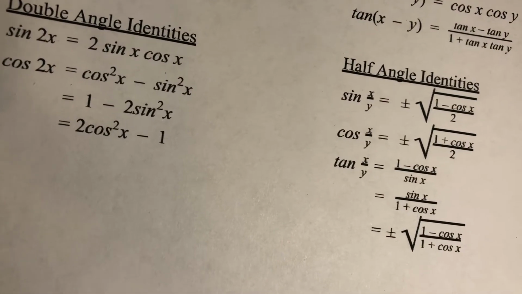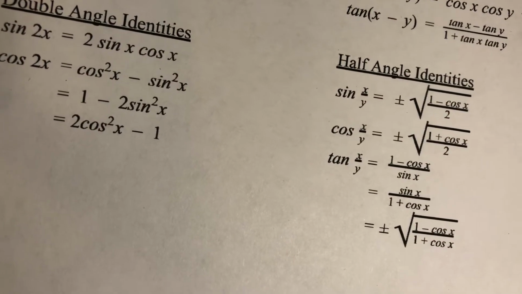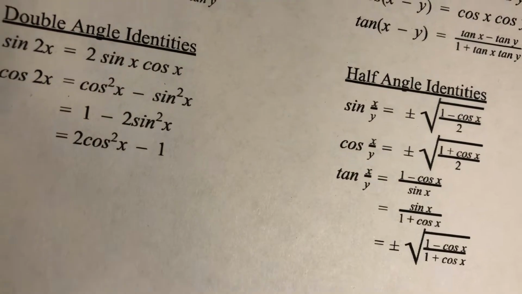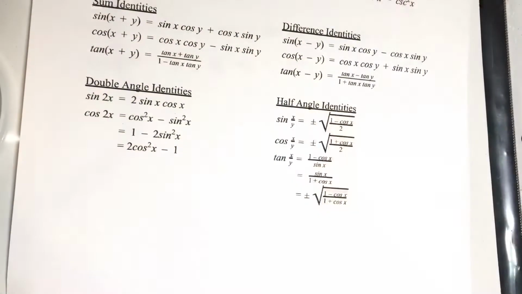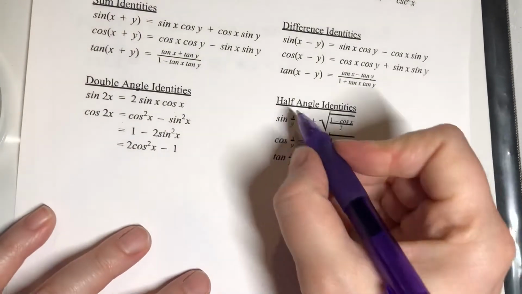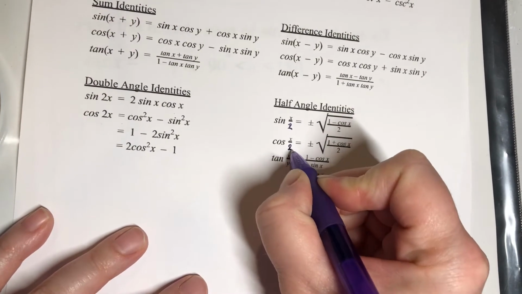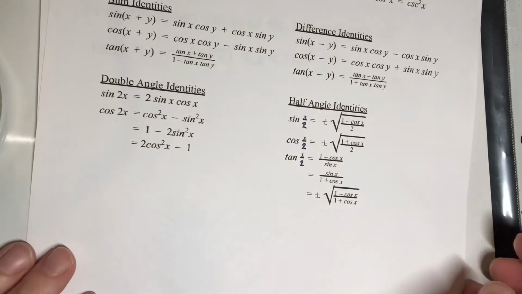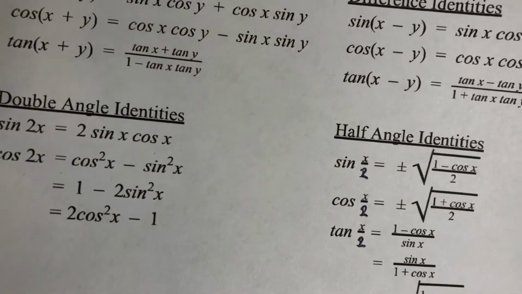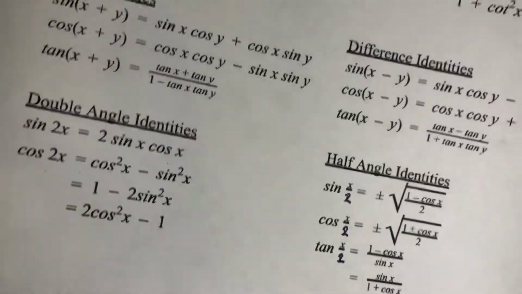Notice almost every single one has a plus or minus in front. So we have to determine if it's positive or negative. And that's where it gets into issues. And I also see that I have a typo on this. These should all be divided by 2, not over y. So that's what makes them a half angle, is you're dividing them by 2. So the angles are cut in half.